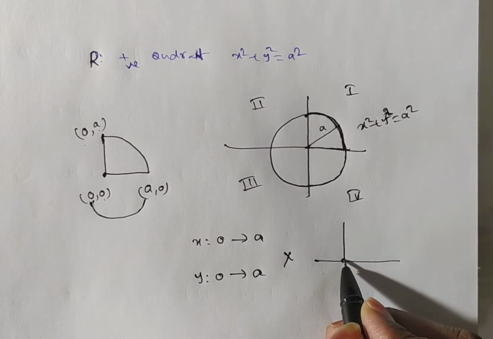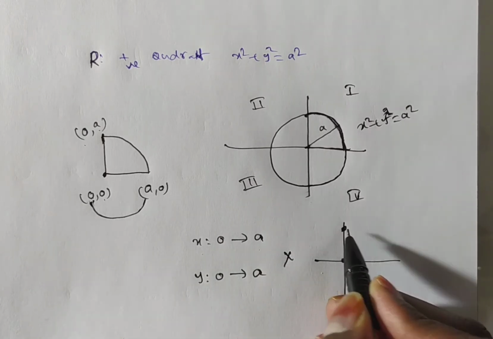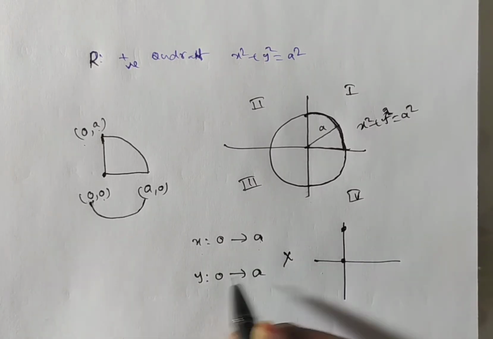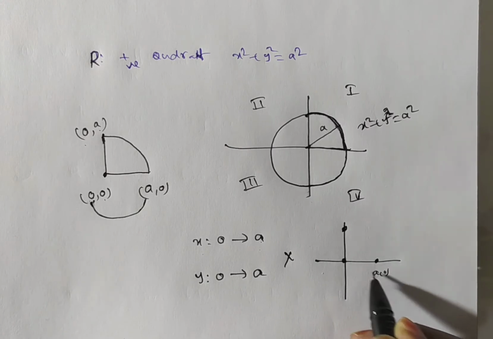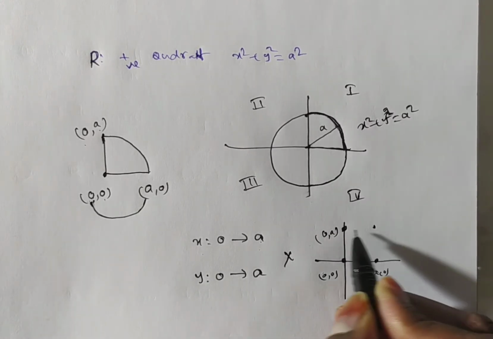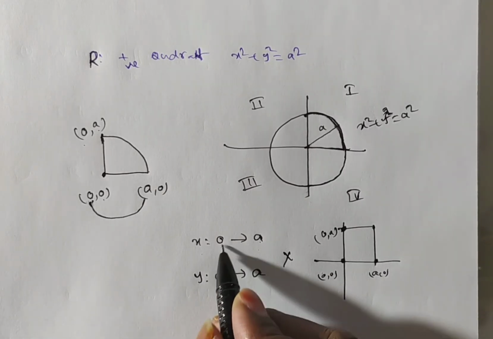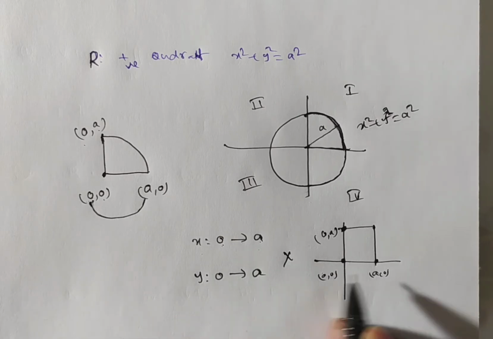Now (x₀, 0), (x₀, y₀)... (0, 0) is this one, (0, a) is this one, and (a, a) is this one. Now you observe what you are getting. If you are using these points (0,0), (0,a), (a,a), then what are you getting?